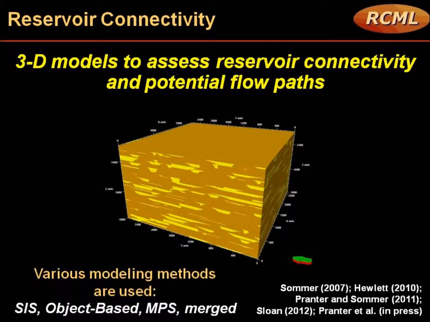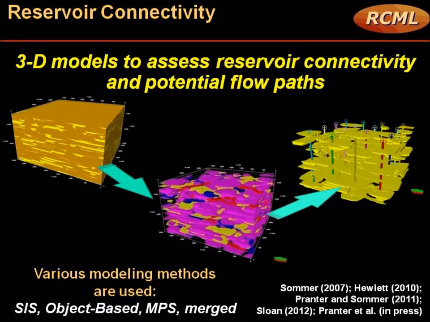What's the connectivity? How far apart do we need to put the injector and producer in order to produce that resource? And to do that, what I think is the only way to begin to address this is to think of it in terms of three dimensions. So we build three-dimensional models to assess reservoir connectivity and the potential flow paths of those deposits. This is an outcrop-based model. There are different geostatistical methods that we can use to model the distribution of those deposits, which I'm not going to go into today. In this case, these are heavily constrained to the outcrop data. And then we can look at those different sandstone bodies by type and say something about how they're interconnected.